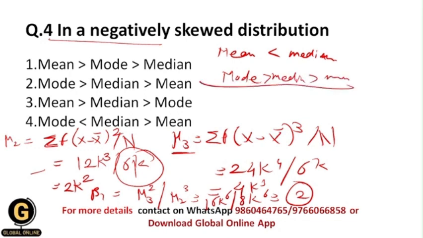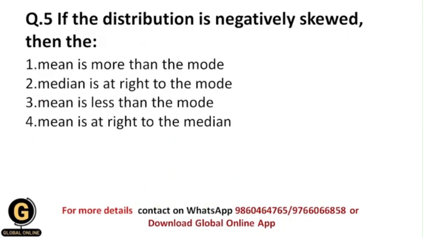And that's why your correct answer would be 2, because here mode is greater than median and median is greater than mean. Okay, now next is, if the distribution is negatively skewed, then... So again they have asked you a similar question, but the options are different.